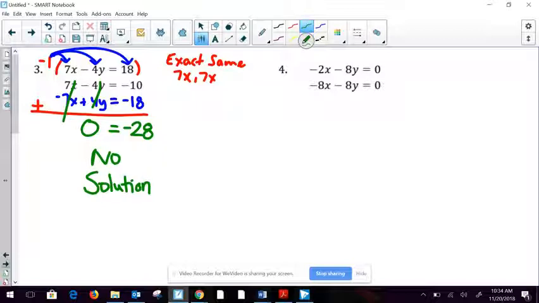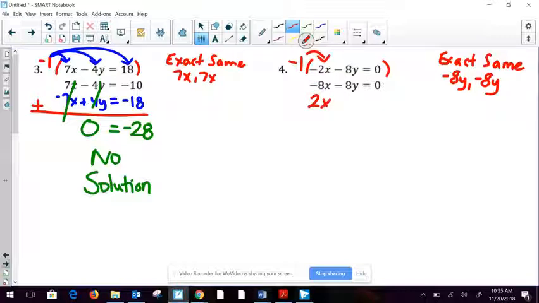Good. Looking at number 4, again, I have the exact same. So I need to multiply one equation by -1. I have a -8y in the top equation, and I have a -8y in the bottom equation. So I'm going to multiply that top equation by -1. When I do that, a -1 times -2 is a positive 2x. A -1 times a -8 is a positive 8y. And that is equal to a -1 times 0, which is still 0. Now I can stack them and add them.